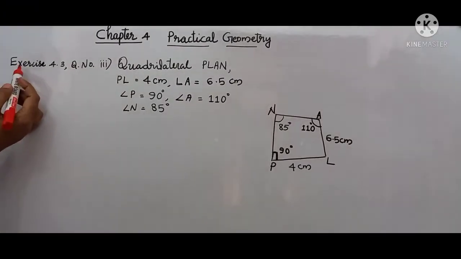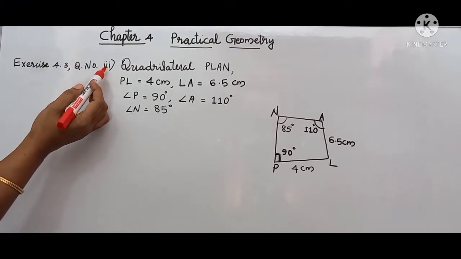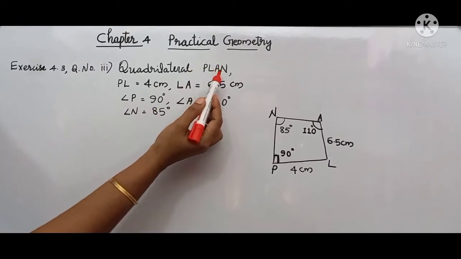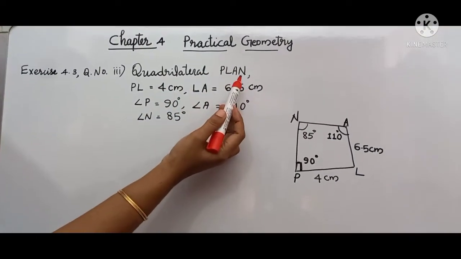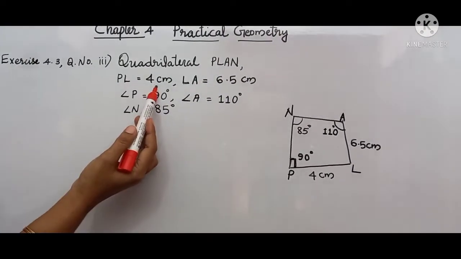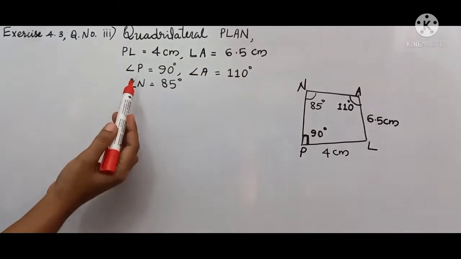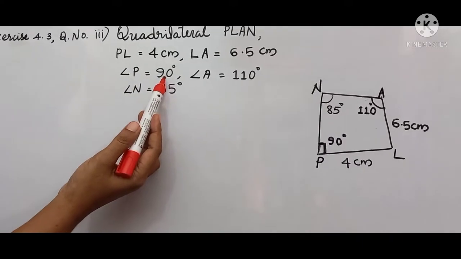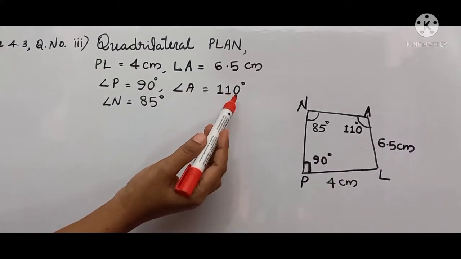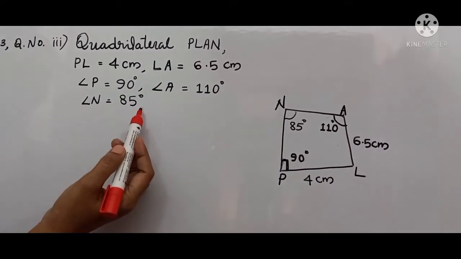Next our question is exercise 4.3, third question. Construct quadrilateral PLAN where PL is equal to 4 centimeters, LA is equal to 6.5 centimeters, angle P is equal to 90 degrees, angle A is equal to 110 degrees, angle N is equal to 85 degrees.